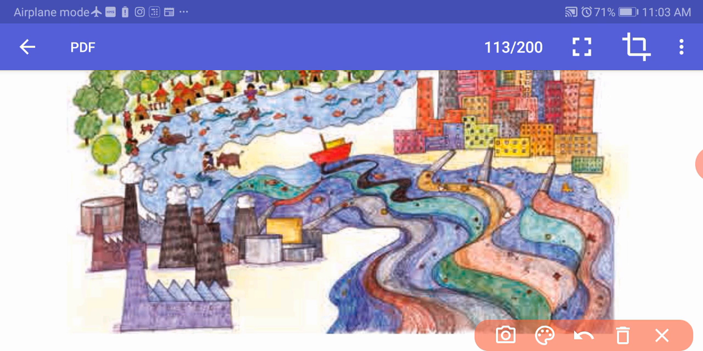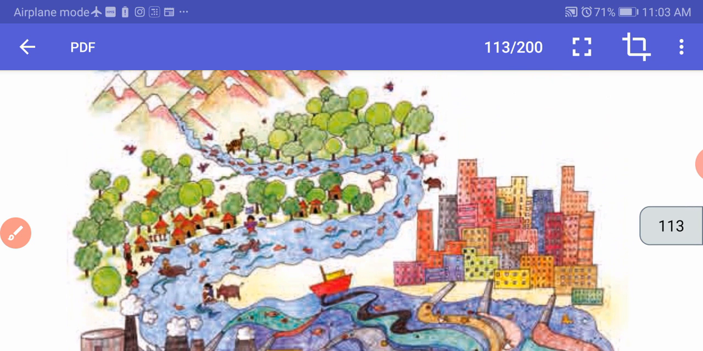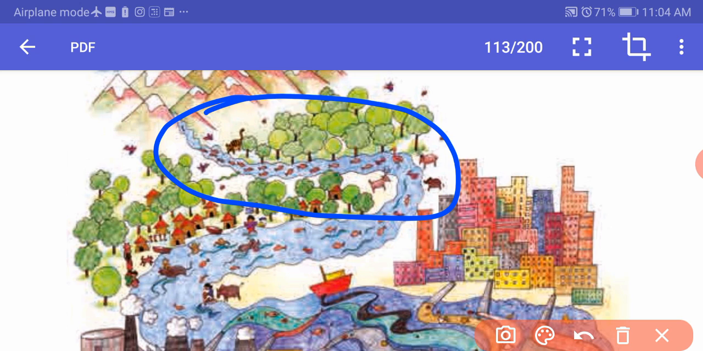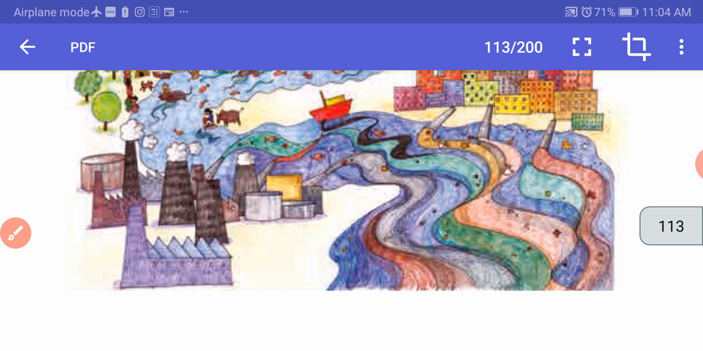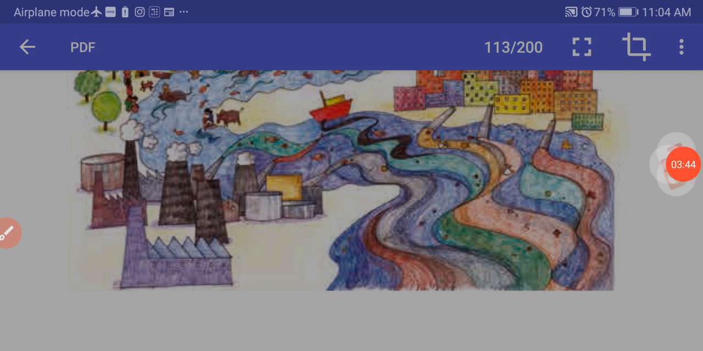Now the water which is close to the mountain is clean and people can drink this water without falling sick. It is good for their body and it is good for the plants also. But as it reaches the city, the color of the water changes because of the chemicals, and now it is unhealthy to drink this water which is near the city.